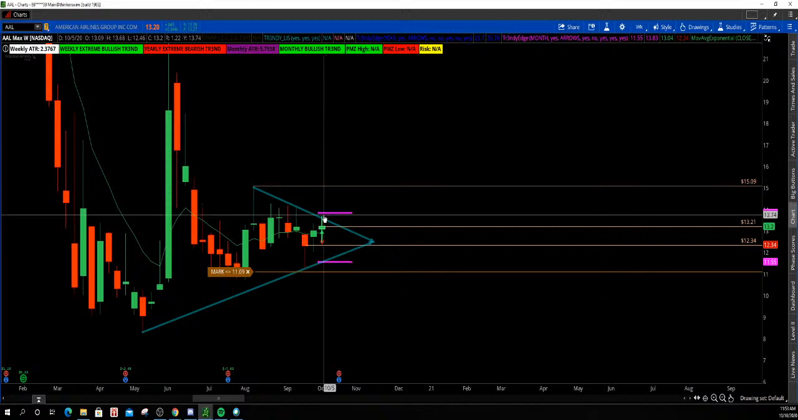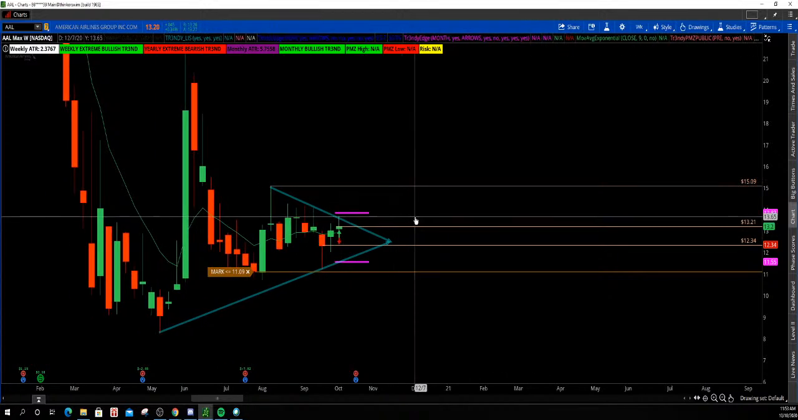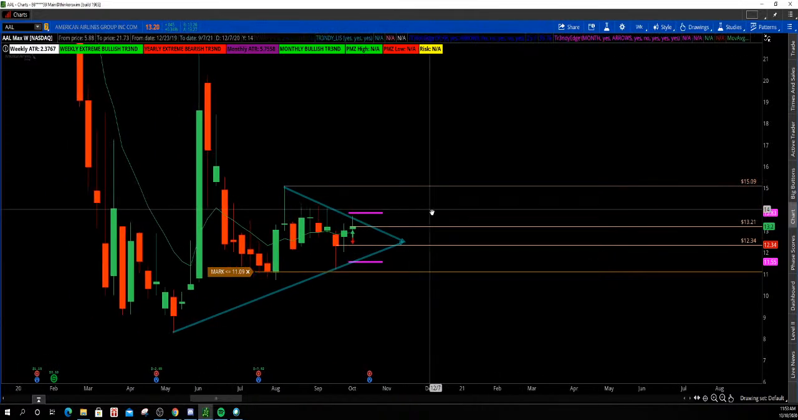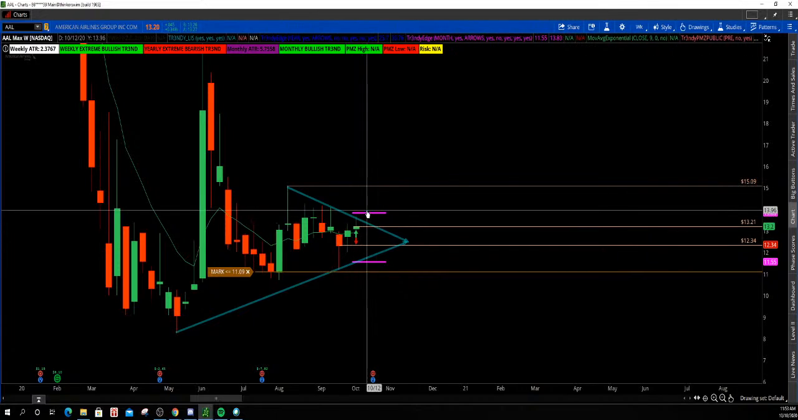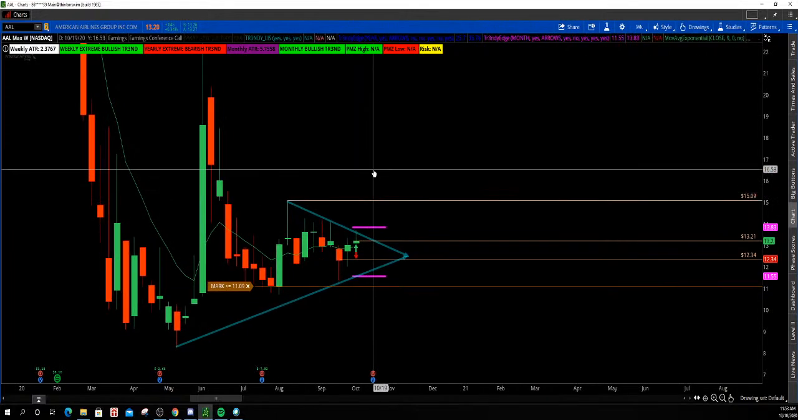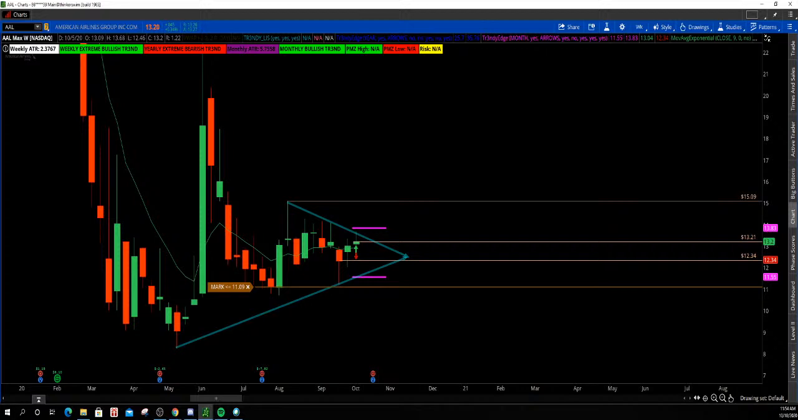We were looking for the pink line. It got pretty darn close. I still really like AAL going into next week. I think the bigger break is going to be over this pink line into 15 and possibly into around 16 and 3/4.